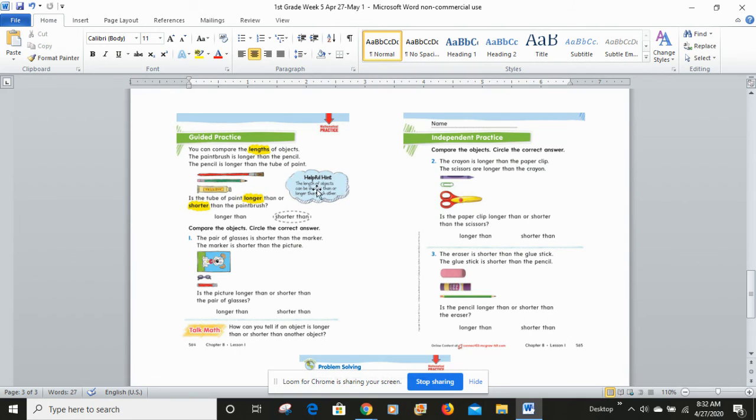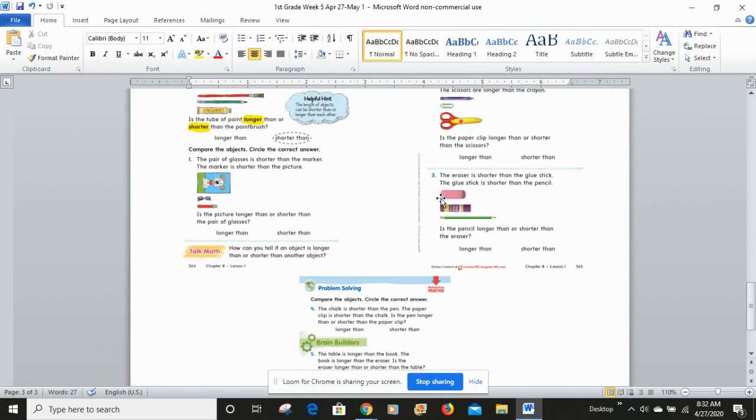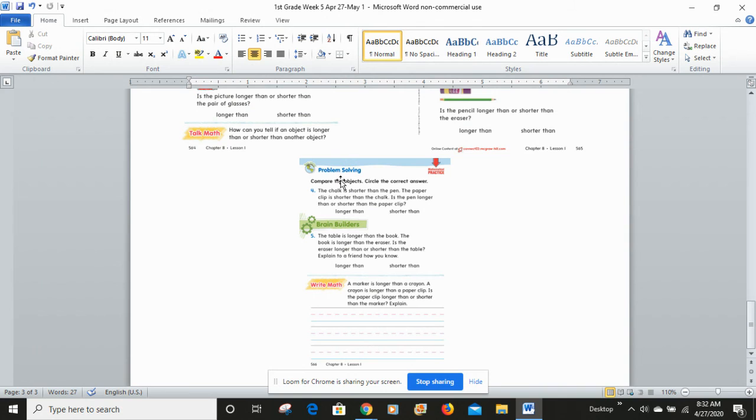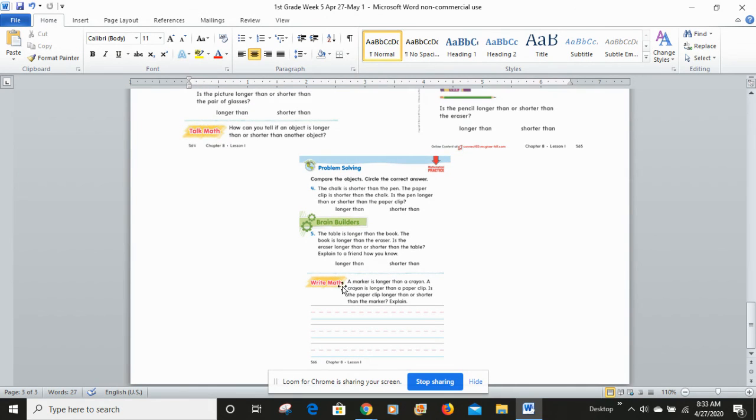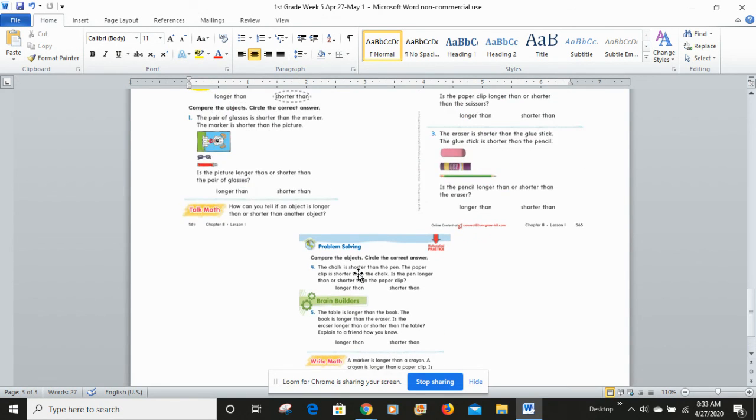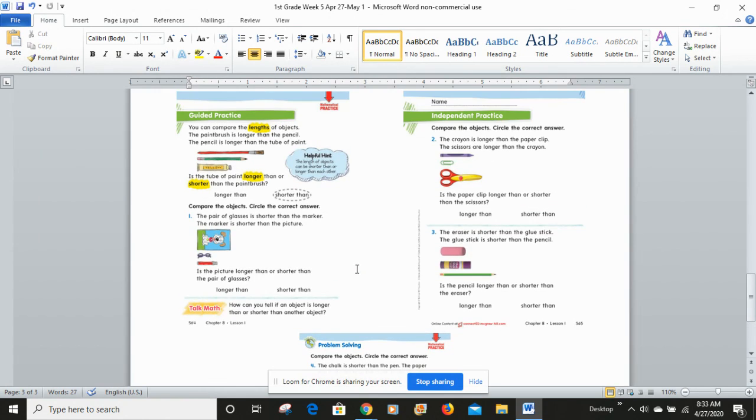Here's a helpful little hint. The length of objects can be shorter than or longer than each other. So we've got 1, 2, 3, 4, and then down into some of the problem solving and a write math activity. Get some help on this if you need it, especially with reading some of the directions. There's a lot of words, a lot of directions today, but it boiled down, you're looking for longer and shorter.